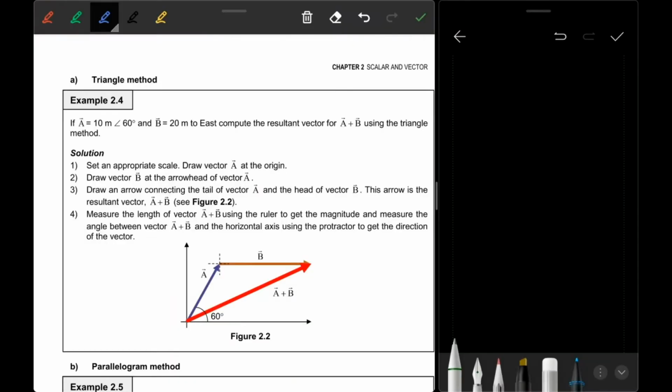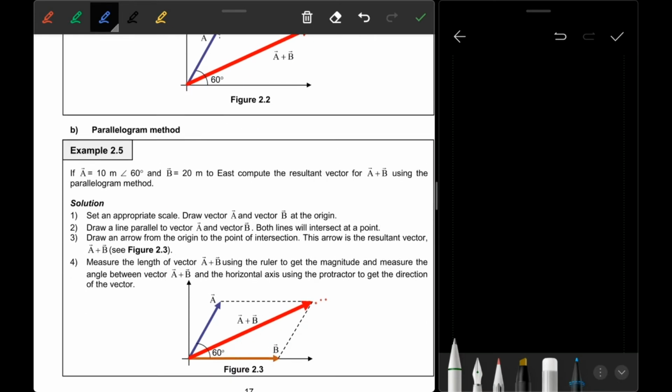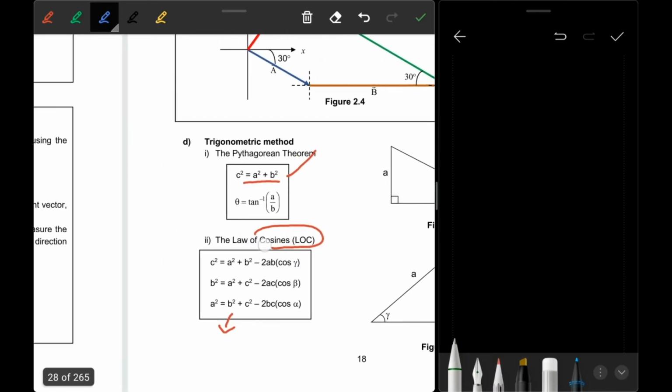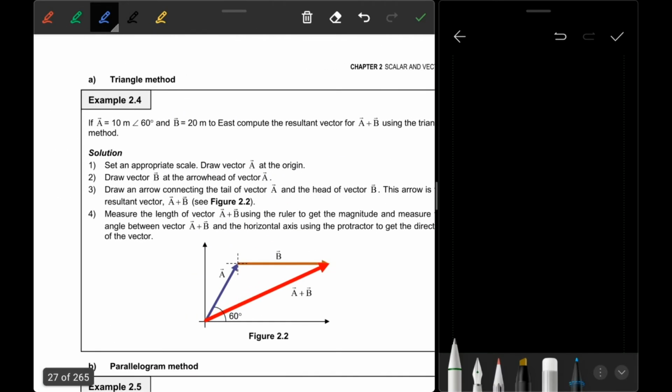So look at this example. You are given A is 10 meter with an angle of 60 degrees and B is 20 meter to the east. Compute the resultant vector A plus B using the triangle method. The question asks you to use the triangle method, so you don't have a choice to use the parallelogram method, the polygon method, or the trigonometric method. You have to use the triangle method only.